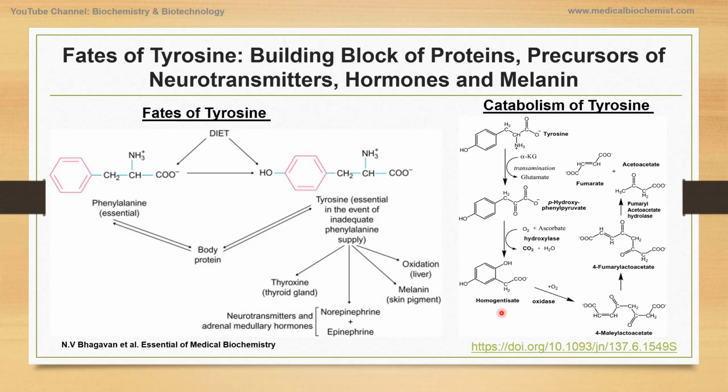Once the homogentisate is formed, it is converted into 4-maleylacetoacetate with the enzyme homogentisate oxidase. And this 4-maleylacetoacetate is converted into fumarylacetoacetate and ultimately to acetoacetate and fumarate. Therefore, phenylalanine and tyrosine are both glucogenic and ketogenic amino acids.